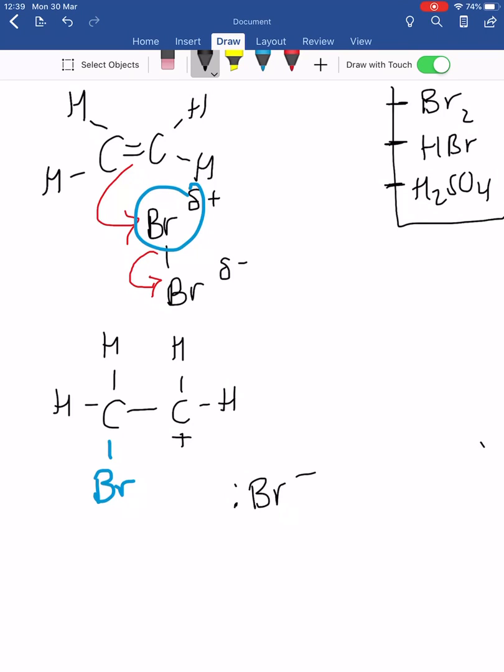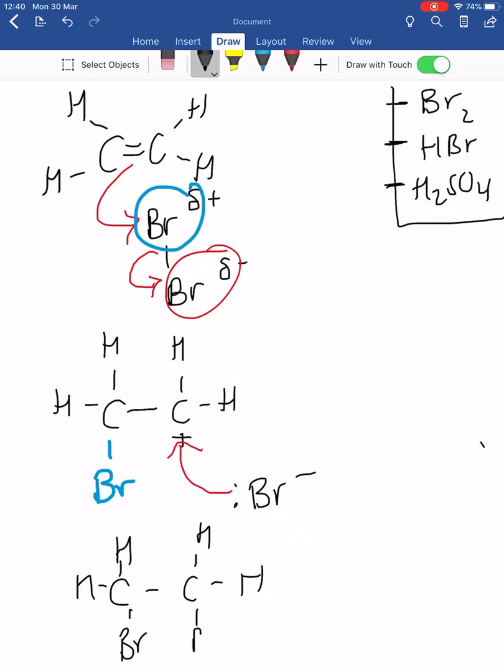But you have this Br negative, which has come from here. The electrons in that bromine to bromine bond moved towards that bromine atom. So as a result, this bromine atom can now attack the carbocation, and what you've ended up producing is a halogenoalkane. So you've gone from having an alkene to producing a halogenoalkane. I hope that one makes sense.